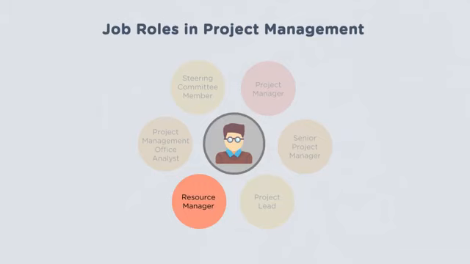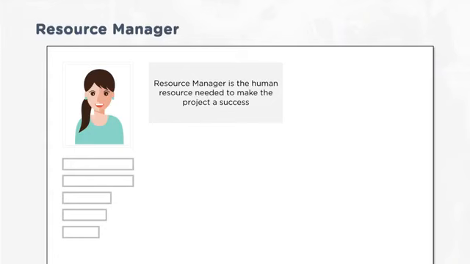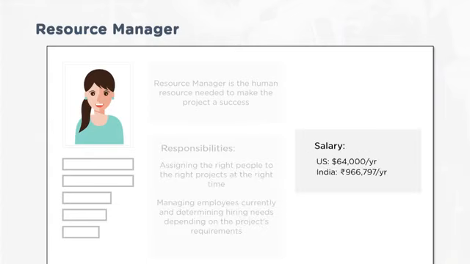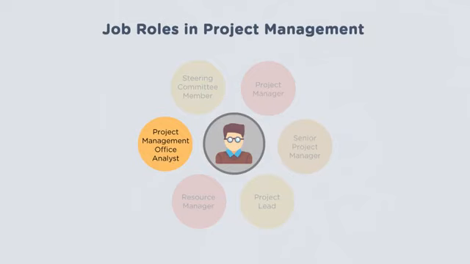Next role we can look at is resource manager. The resource manager handles the human resources needed to make the project a success, right? So one has to manage those resources. Responsibilities involve assigning the right people to the right projects at the right time, managing employees currently, and determining hiring needs depending on the project's requirements. Salary would be around 64,000 USD, which comes to around 966,794 in INR.